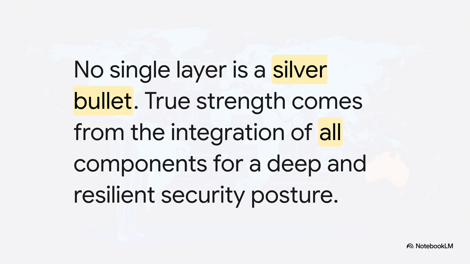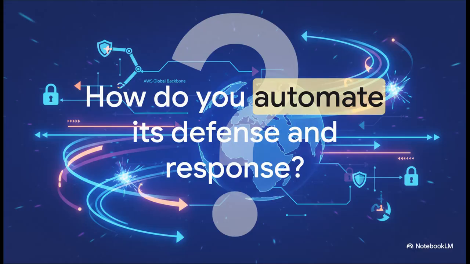And that really is the key takeaway. No single layer here is a silver bullet. The true strength of this architecture comes from the tight integration of all these different components. It provides a security posture that is both deep, covering multiple potential failure points, and also really resilient against a wide variety of threats. So, building a robust architecture like this is absolutely the essential first step.